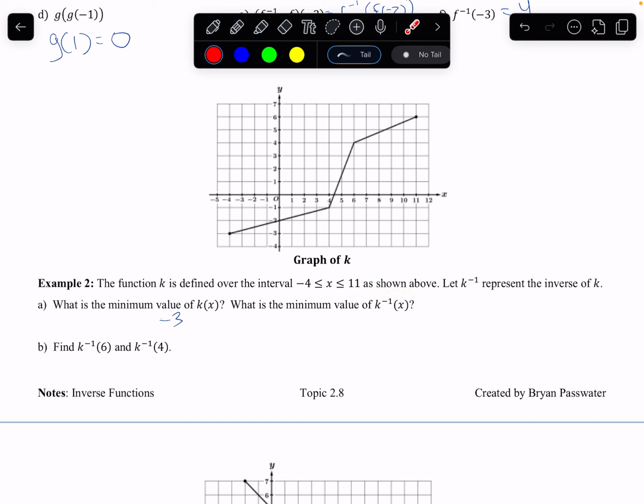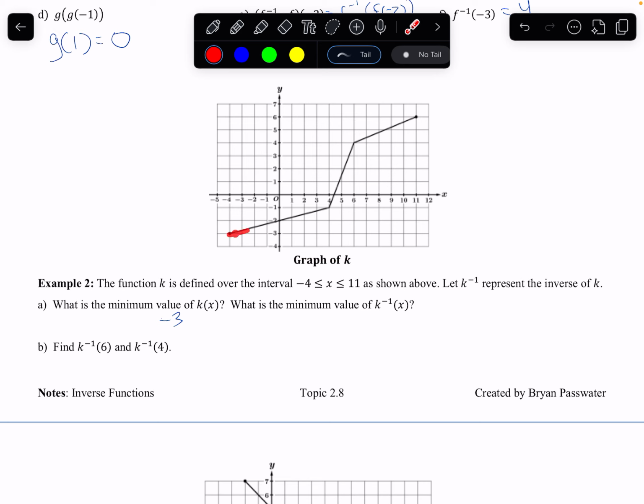But we don't have the graph of the inverse of k. We just have the graph of k. So we just can't look at the y values. So what you have to do is keep in mind that the x's and y's are going to be flipped. So if I'm looking for the smallest y value on the inverse, I go to the k function, and I actually look for the smallest x value.